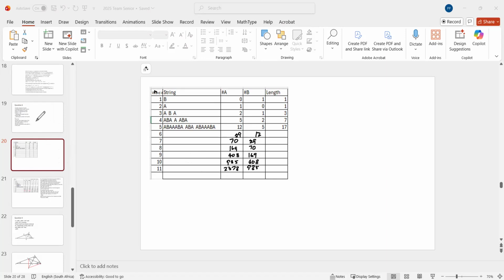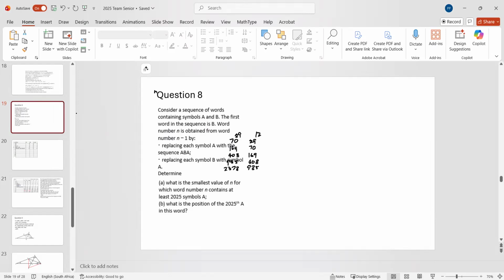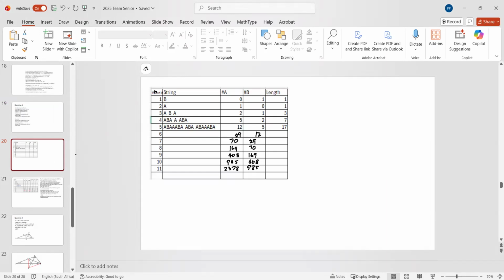Now there is another part to this question. So what is the position of the 2025th A in this word? So the thing is, this word here has got 2000 and so we need to know what the length is. All right, how long is this word?